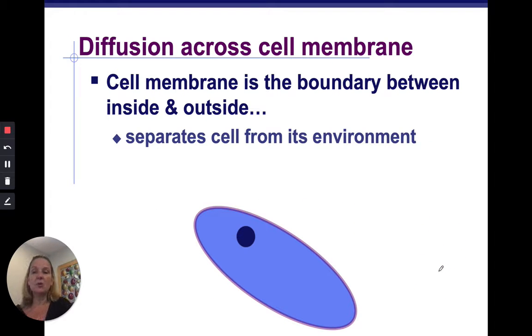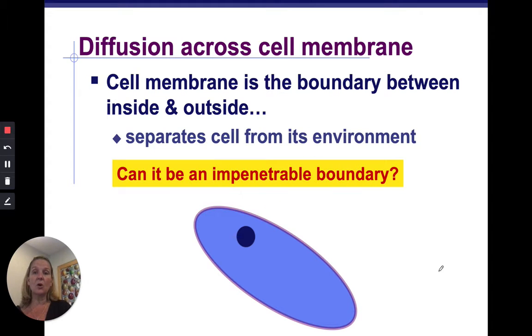Okay, so you learned about the cell membrane and its structure and how it separates the outside from the inside, and that it's selectively permeable due to whatever channels are in it and the nature of the membrane. So the question is, can it be an impenetrable boundary? Well, that would be very problematic if nothing could get in or out. We need things to be able to get in and out. We need nutrients to get in. We need waste to get out. We need oxygen in. We need carbon dioxide out. So it's very important that things can move in and out of these cells.